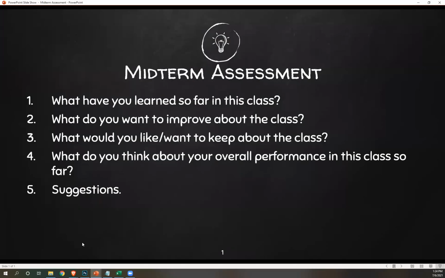So first, number 1, what have you learned so far in this class? Like what you really learned, not the entire syllabus unless you really understood the entire syllabus. You can also include there your favorite topics, the topics that you really understood, meaning you can teach it to someone else if needed. And also you can tell me what topics were a bit harder for you to understand. Okay.